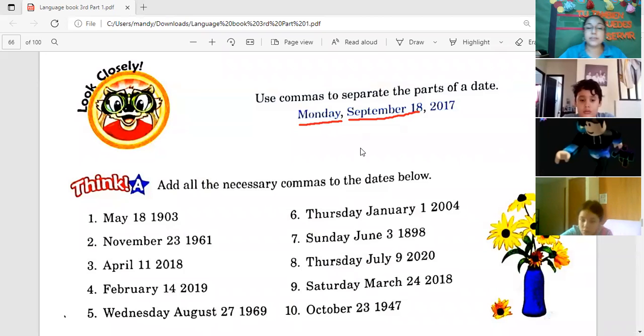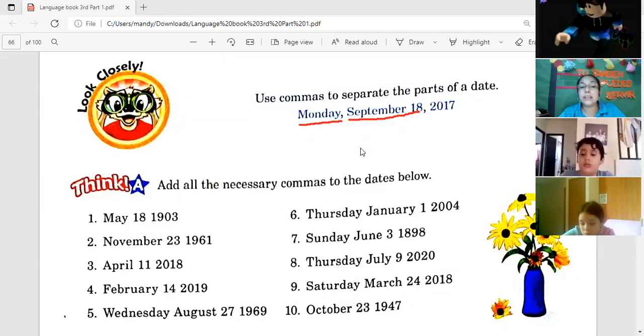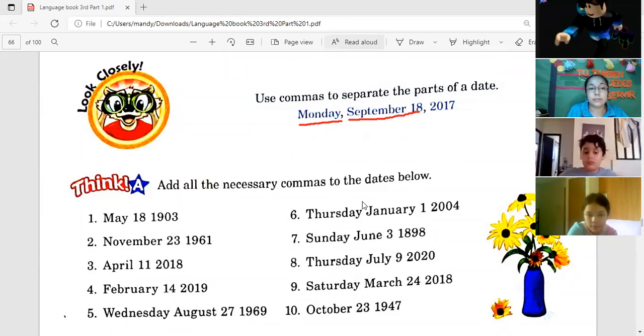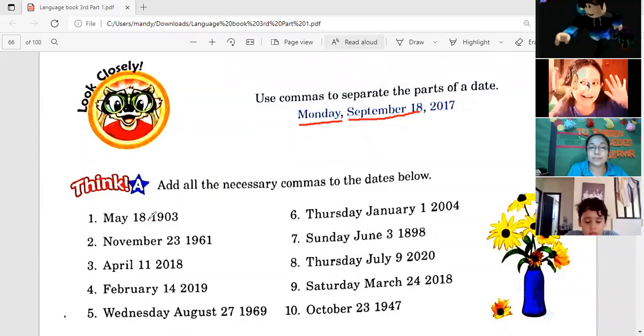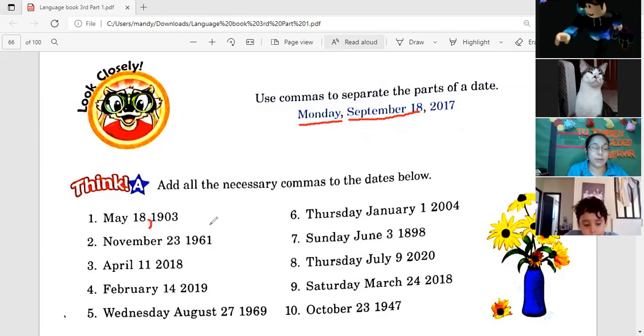So let's see, first exercise. Exercise A, add all the necessary commas to the dates below. Let's start. Number one, May 18, 1903. In which part do we place the comma? Paulette, help me. May 18, comma, 1903. Yes. Excellent.